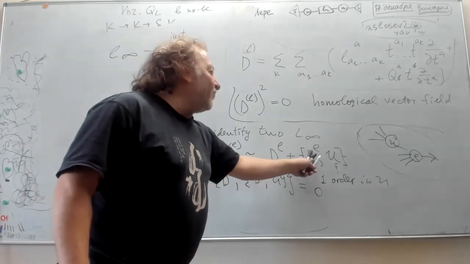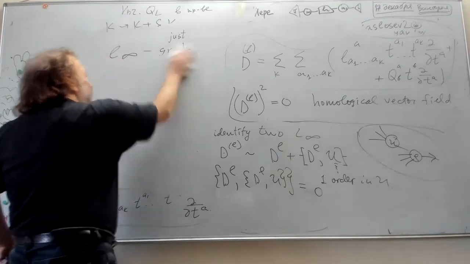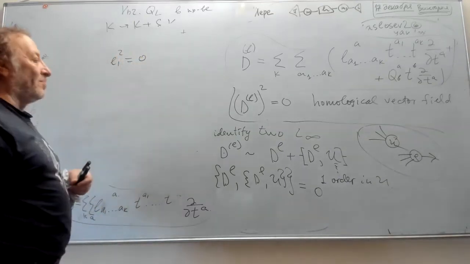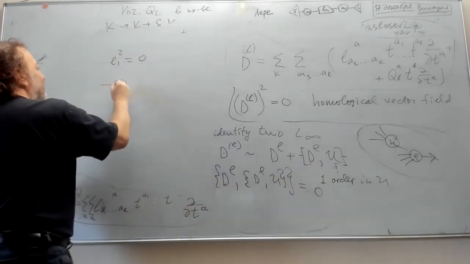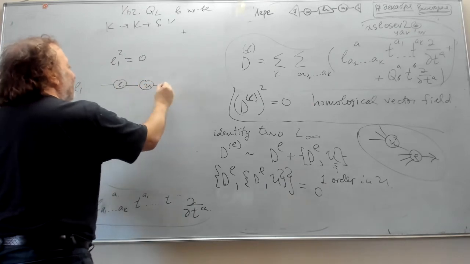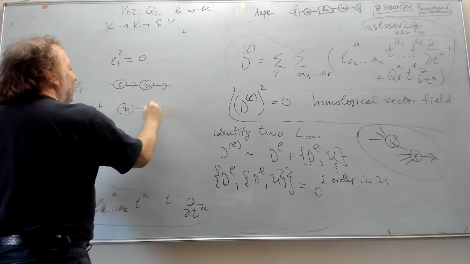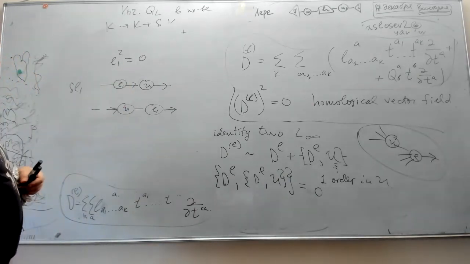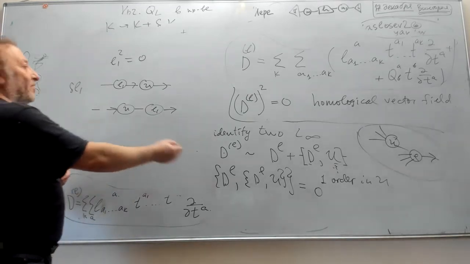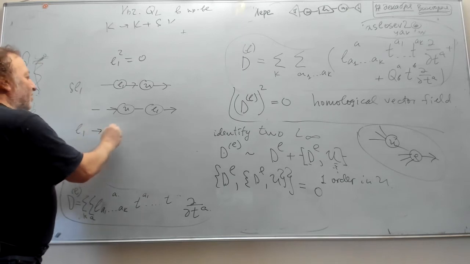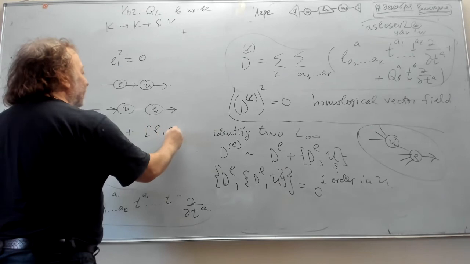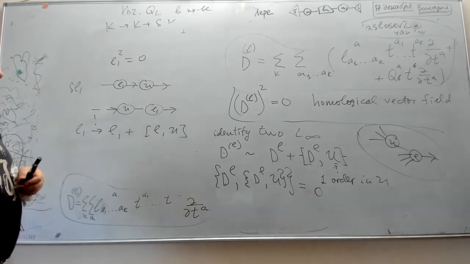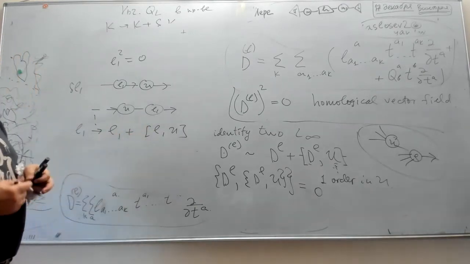If you feel a bit uncomfortable here, let us consider the simplest example. The simplest example is when you have only L1. L1 squares to zero. What is this symmetry? You change L1 by L1U plus UL1. Maybe the proper sign would be minus, but I don't care about signs. So this symmetry says that you go from L1 to L1 plus the commutator of L1 with U.